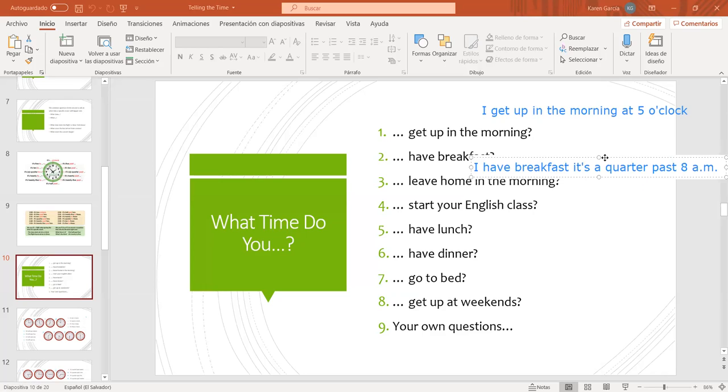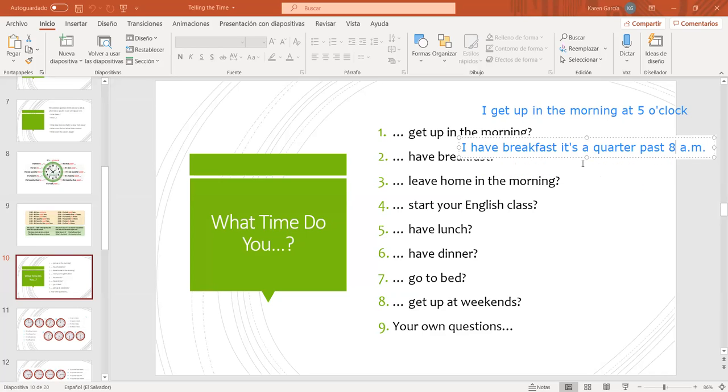Just an observation. Remember that you are giving specific time. Aquí estamos dando horas en específico. Entonces no utilizo el it, sino que utilizo at. I have breakfast at a quarter. Sí, el it is es más que todo cuando yo pregunto por la hora en el momento, ¿verdad? What time is it? It is 9 o'clock, for example. Okay. You're welcome.